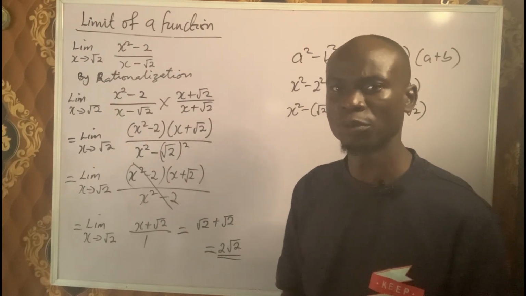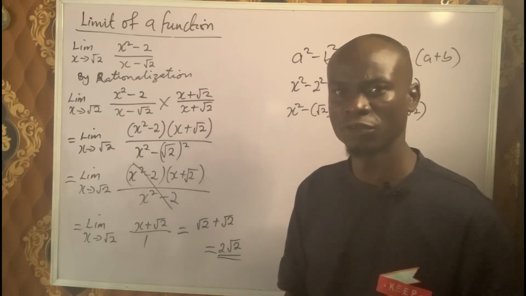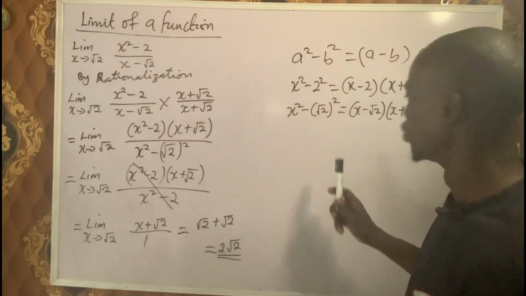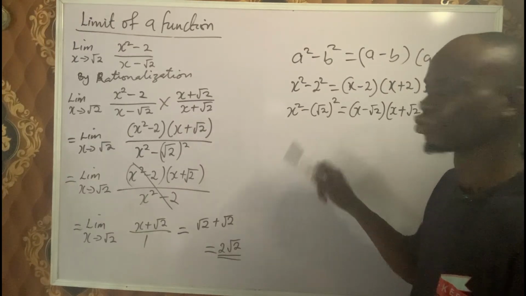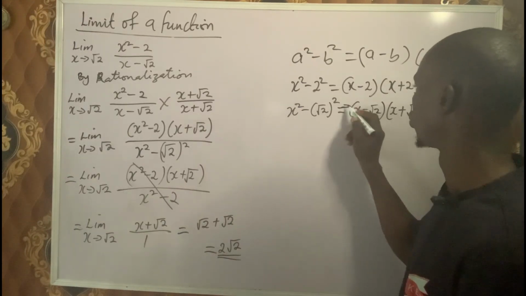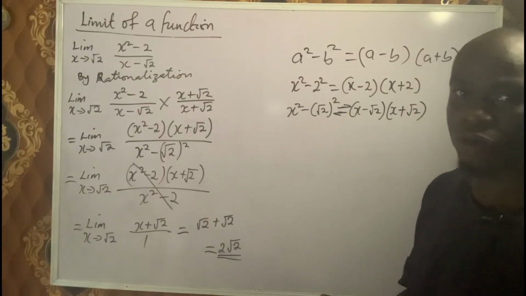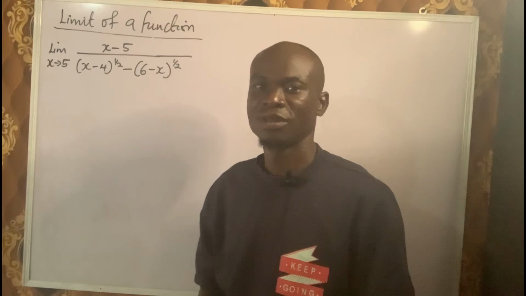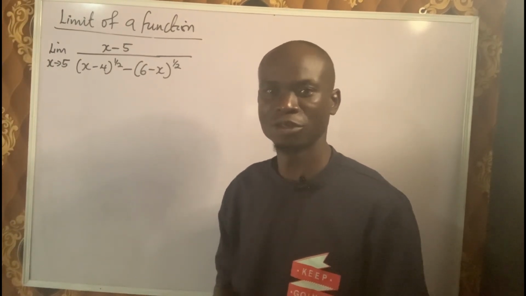I'm going to take another problem that involves a surd. That one is more complicated than this. So let's see how we'll solve it, having in mind what we did here, reversing the difference of two squares. Difference of two squares and two cubes are reversible. The direction that favors the solving is what we use. Okay, let's take a look at this other problem that involves rationalization.